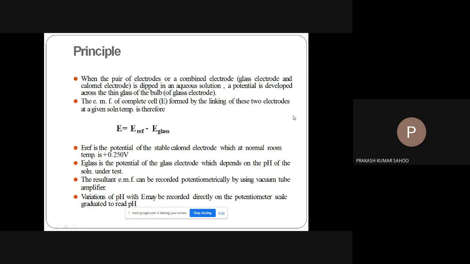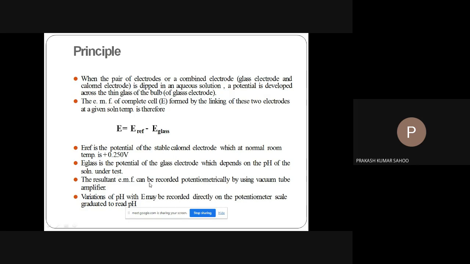It is formed by linking these two electrodes at a given temperature, and therefore the net E cell is equal to E reference minus E glass. E reference is your calomel electrode, that is the standard calomel electrode SCE potential, minus the potential of the glass electrode. It will be the net cell potential between the reference electrode and the glass electrode connected. So E reference is the potential of the standard calomel, which is plus 0.25 volt, and the electrode potential of glass is the potential of the glass electrode, which depends on the pH of the solution under test.